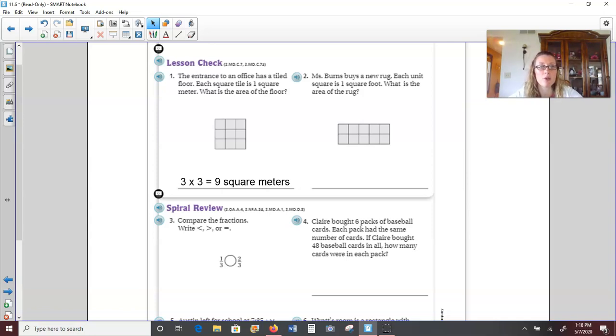Burns buys a new rug. Each unit square is 1 square foot. Notice how a lot of these problems are about rugs and tiles, because those are real world examples of when you need to calculate the area. Whenever you are filling in a floor space, like when I was redoing my bathroom floor, and when I hopefully redo the carpet on my front porch here.